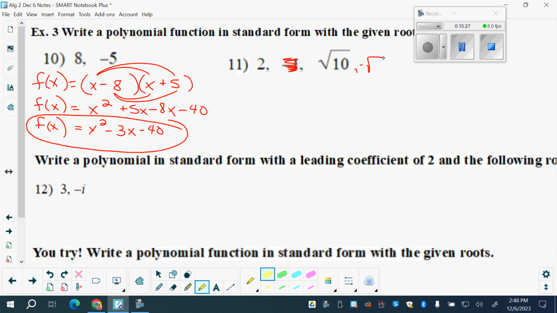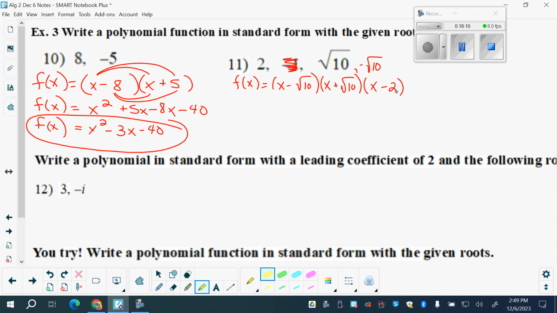Negative square root 10. Okay, so what is our factored form here? I'm going to put the minus square root 10 first, and then x. How do I write this one? How do I write the factor for negative square root 10? Plus square root 10. And then my last factor for the 2 will be x minus 2.